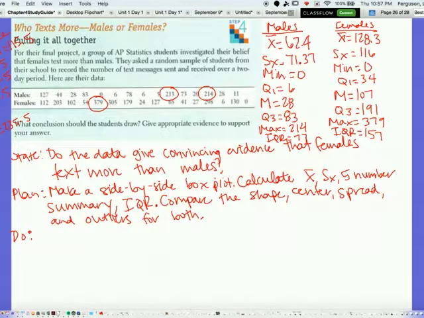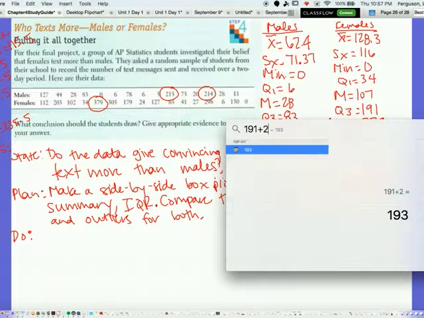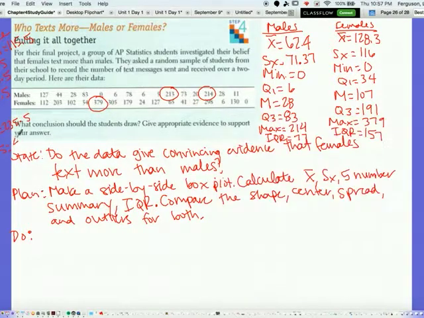So I would use my Q3 for females, which is 191, and say 191 plus 235.5, anything over that would be considered an outlier. So 191 plus 235.5 gives me 426.5. And so 426.5 would be the place where if I had anything bigger than that, it would be considered an outlier. So I actually don't have any numbers in my females that are considered outliers.